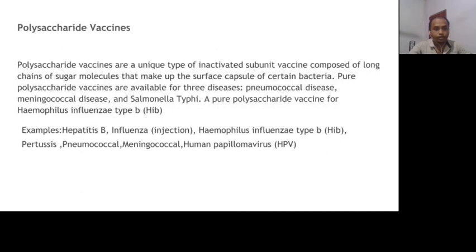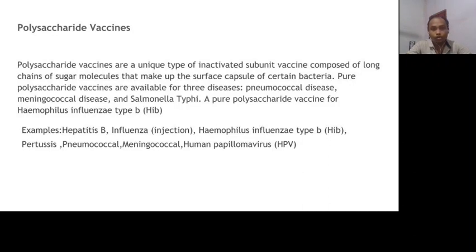Then comes polysaccharide vaccines. Polysaccharide vaccines are a unique type of inactivated subunit vaccines composed of long chains of sugar molecules that make up the surface capsule of certain bacteria. Pure polysaccharide vaccines are available for three diseases: pneumococcal disease, meningococcal disease, and Salmonella typhi. There is also a pure polysaccharide vaccine for Haemophilus influenzae type B, Hib.